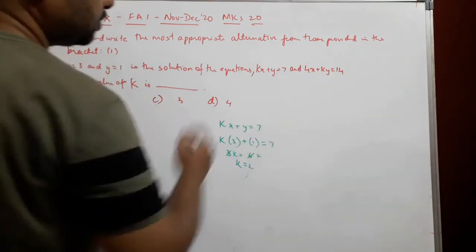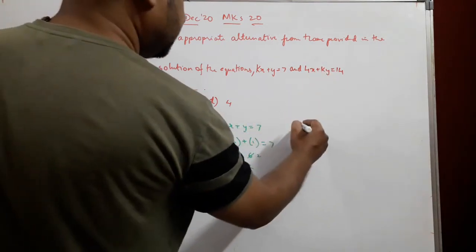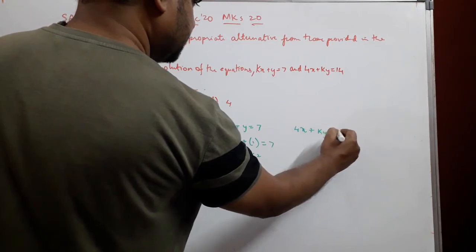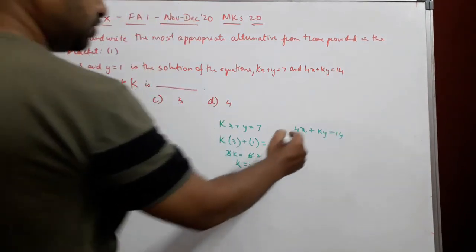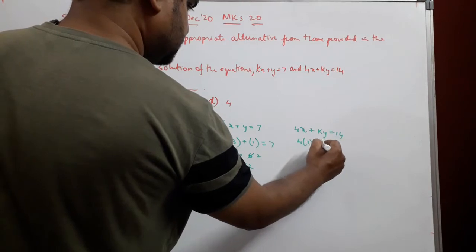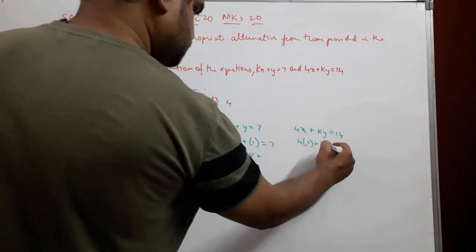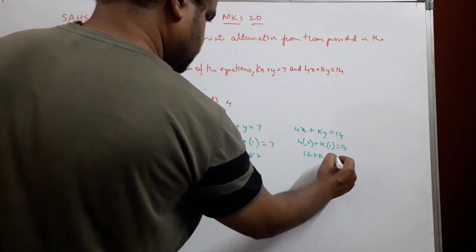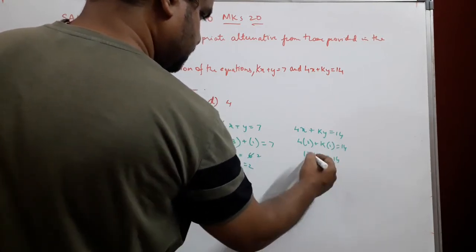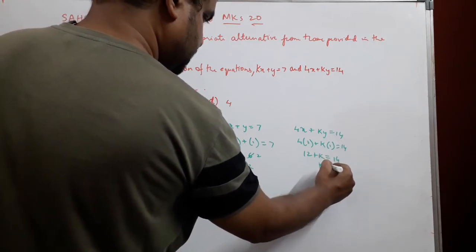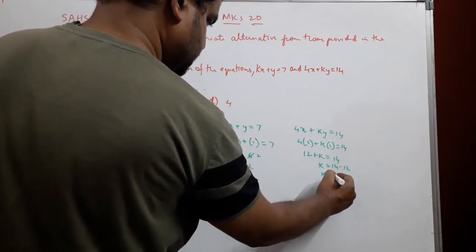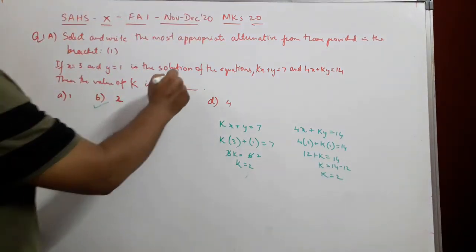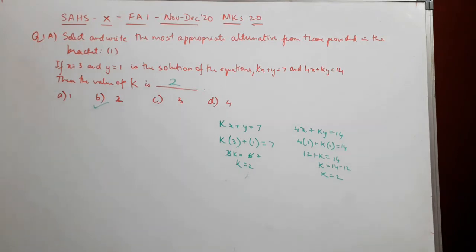If you choose to solve for the other equation, then the answer should be the same. We'll see. For 4x plus ky equal to 14, in place of x we put 3, in place of y we put 1, 14 will remain the same. So this will be 12 plus k equal to 14. Take 12 on the other side, it will be k equal to 14 minus 12, which is equal to 2. So same answer. Okay, so our correct choice is B. We'll put over here 2. This is for 1 mark.